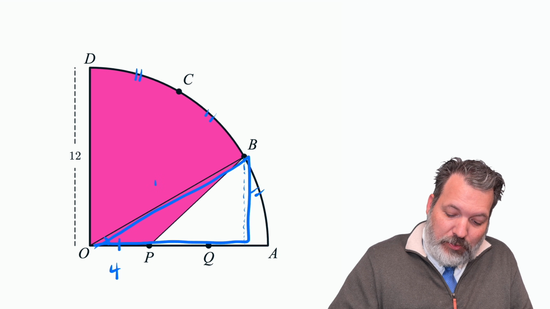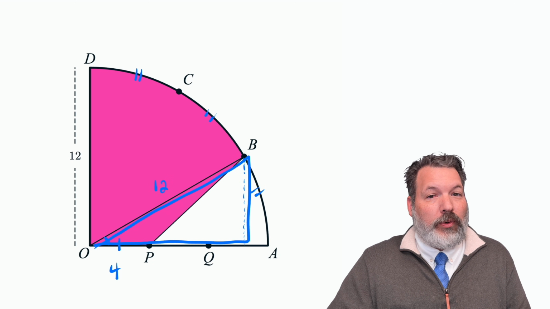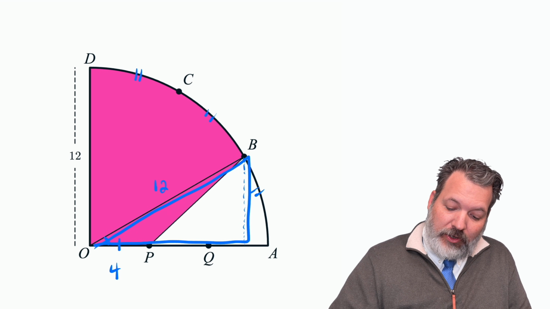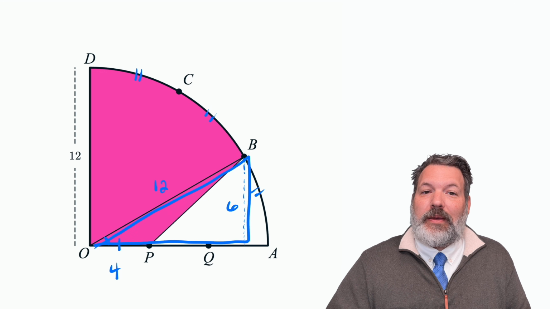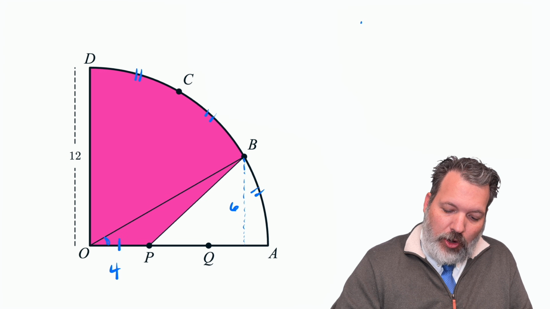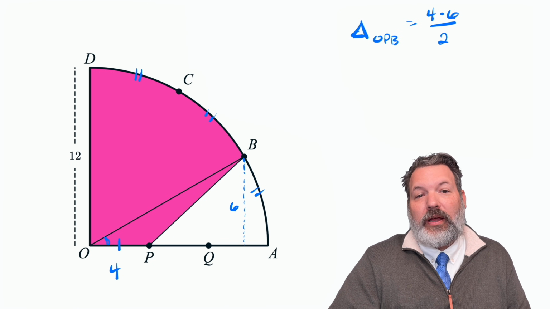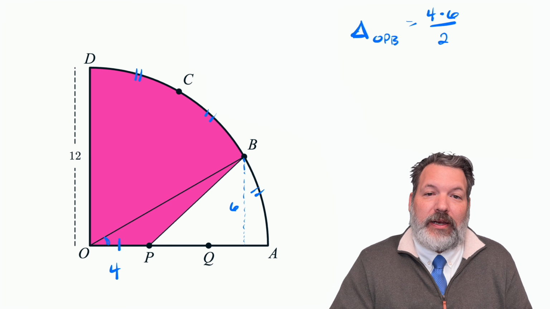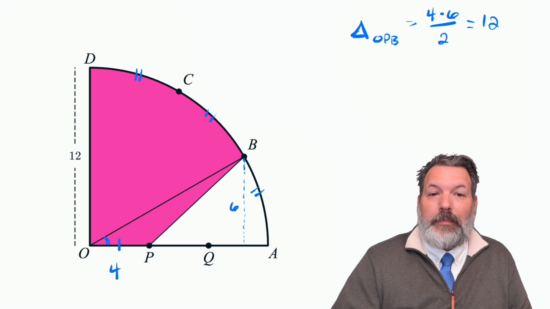The hypotenuse of this right triangle has to match the radius of the quarter circle, and therefore the short side, that is across from this 30-degree angle, must be 6. That short side, of course, is also the same as the height for our triangle OPB. So for triangle OPB, we know that we're looking at a base of 4, a height of 6, and the area formula, of course, is base times height divided by 2. So 4 times 6 makes 24, divided by 2 makes 12.